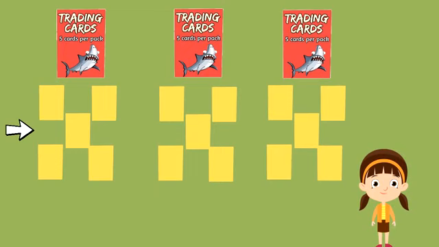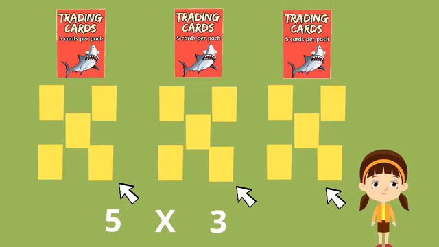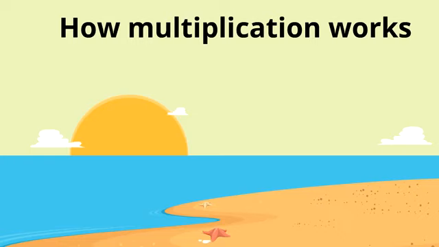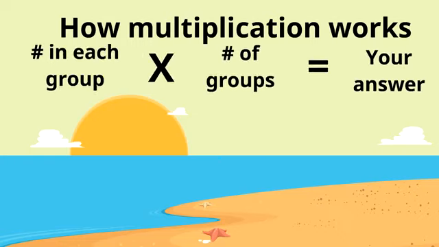So each group has 5, so that's the first thing we write down, the number in each group. That's 5. Put the multiplication sign, which is the x, which means times, 5 times. How many groups are there? 1, 2, 3. So the second number is 3. 5 times 3. What's 5 times 3? We're gonna skip count to find out. 5, 10, 15. 5 times 3 equals 15. You have 15 trading cards. Alright, this is how it works. You take the number in each group times the number of groups and you get your answer.